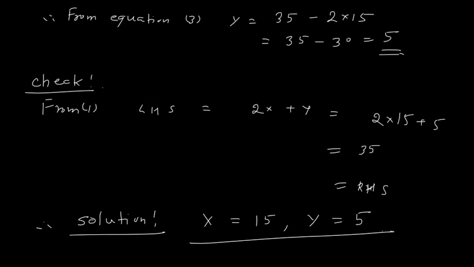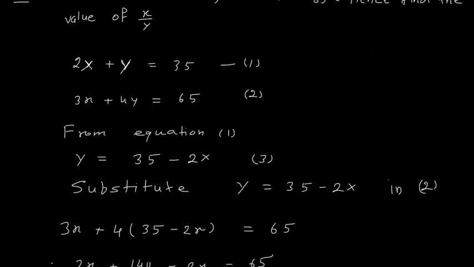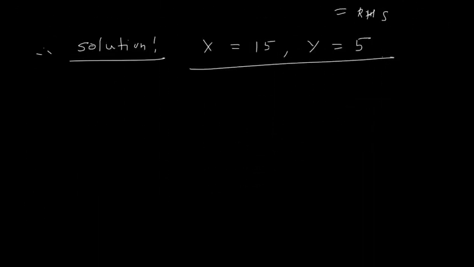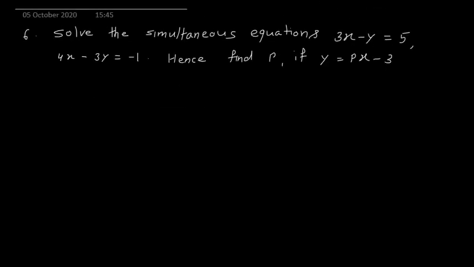Okay, now I have to find the value of x upon y. So x upon y is equal to 5 upon 15, which is equal to 1 upon 3. So x upon y is 1 upon 3. Now let us see the last question of this exercise. Solve the simultaneous equations 3x minus y is equal to 5 and 4x minus 3y equal to minus 1. Hence find the value of p if y is equal to px minus 3.